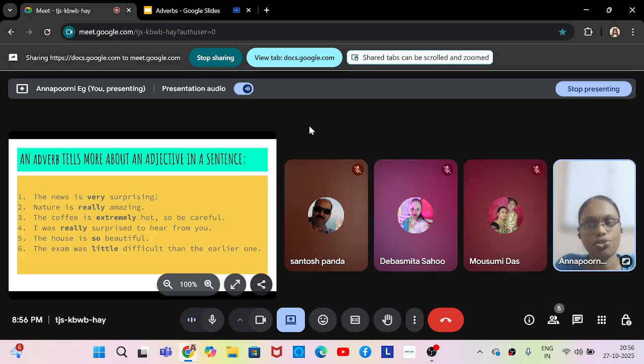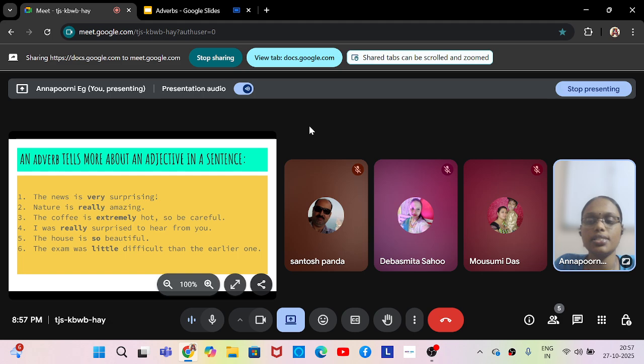Okay, and the next one is I was really surprised to hear from you. Again, you are describing the word surprised using really. Then next is the house is so beautiful. The house is so beautiful. So what will be the adverb here? So. And beautiful is the adjective.